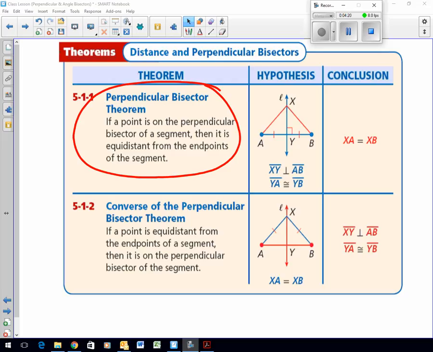What this theorem says is that when that is the case, the distances XA and XB are congruent. Or vice versa, if the distances XA and XB are congruent, then XY is the perpendicular bisector of AB. What kind of angles do we form? Right angles. And what else does the bisector do?